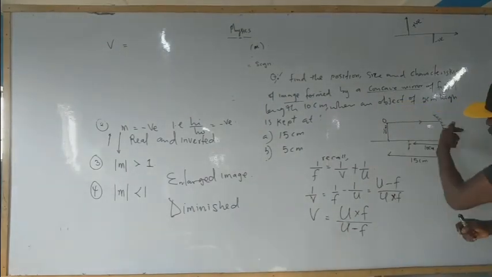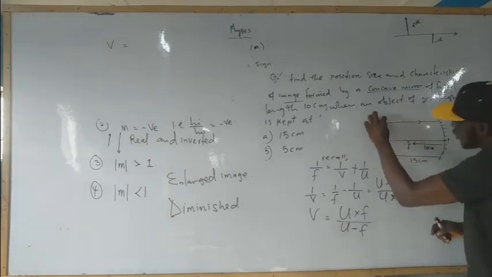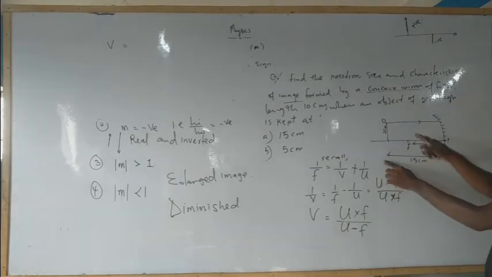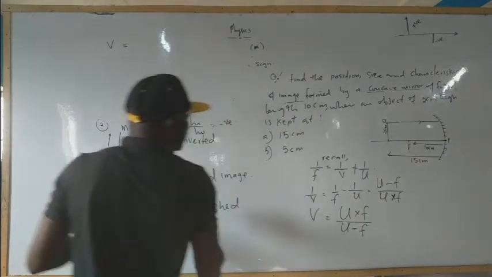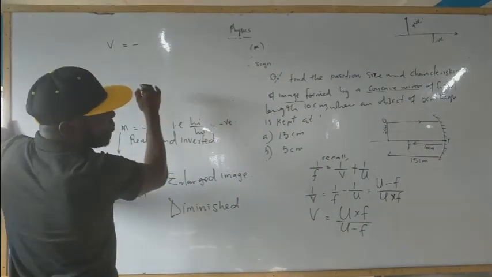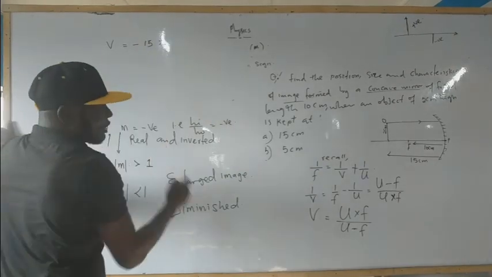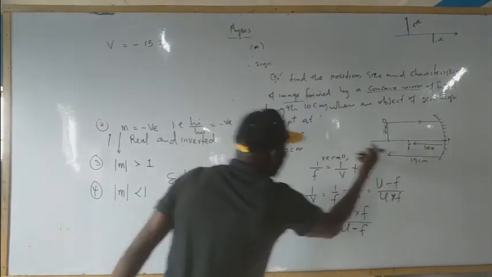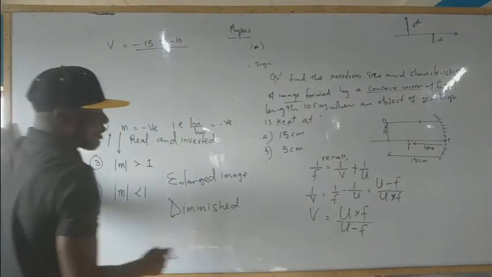Because this will be the incident ray, you can see it is parallel to the principal axis. The distance of the object is opposite the direction of the incident ray, meaning that this will be minus 15 centimeter, times the focal length also. From here, that will be minus 10 centimeter. Everything over what?